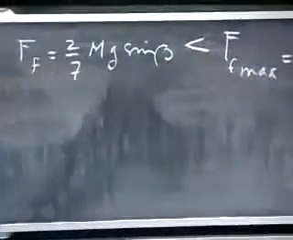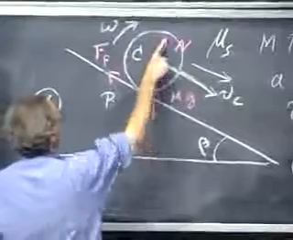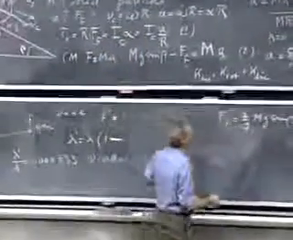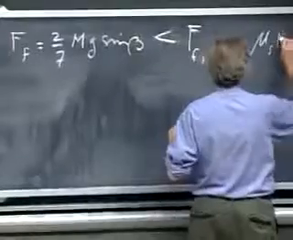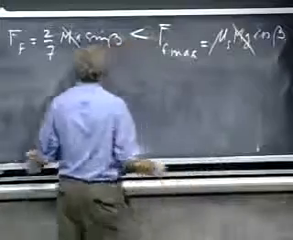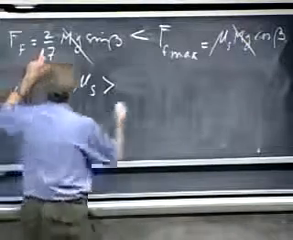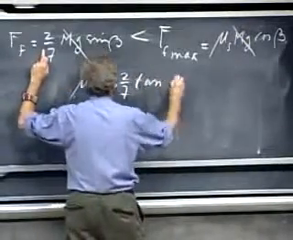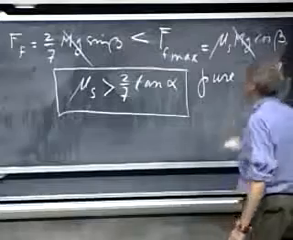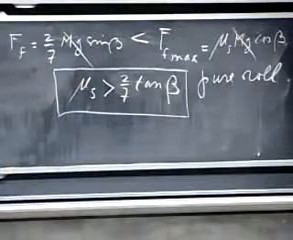But the maximum frictional force is mu s, the static friction coefficient, times this value N. And this value N is mg cosine beta. And so this is mu s times mg cosine beta. I lose my mg, no surprise. And so a necessary condition is that the static friction coefficient must be larger than 2/7 times the tangent of beta in order to have pure roll. Not alpha, I don't know what is wrong with me. Beta.